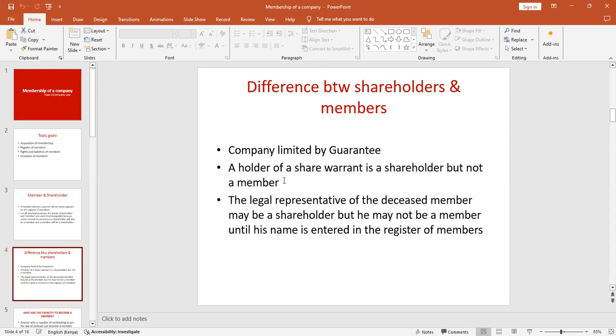So who has the capacity to become a member of a company? What do you think? Who can become a member in a company?